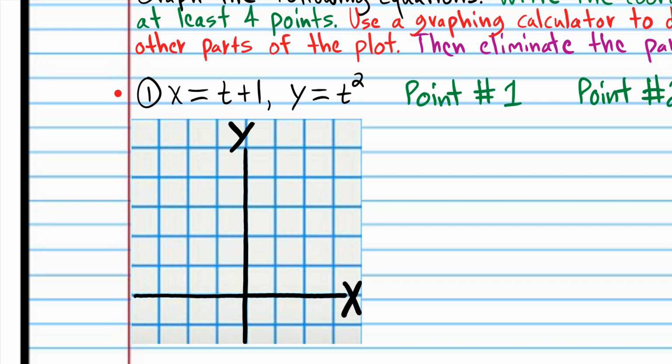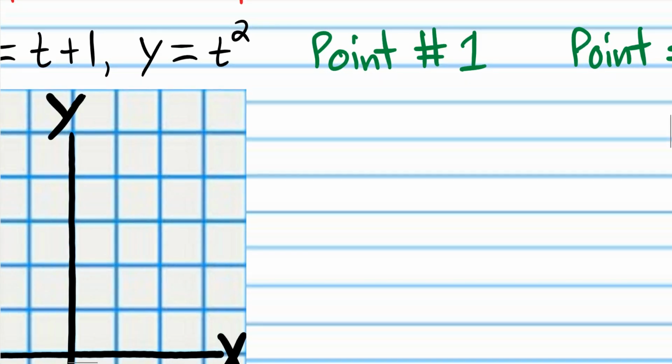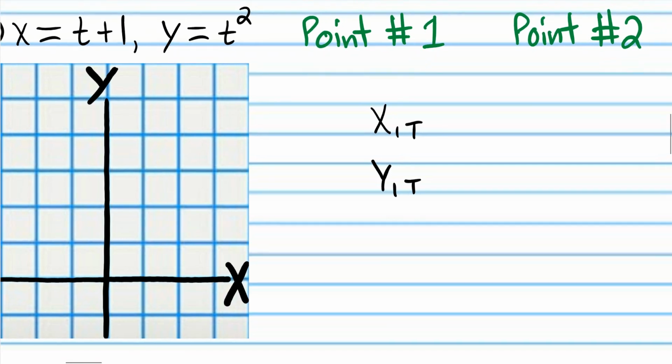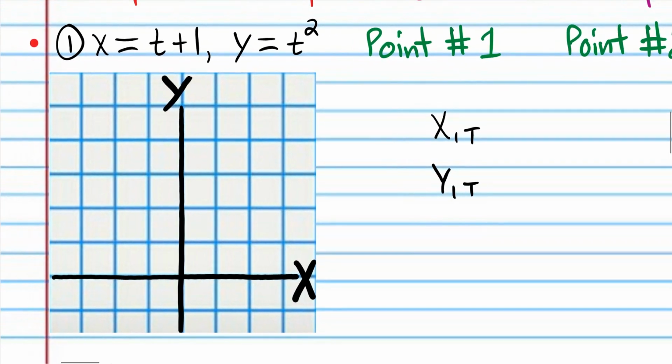Then I want you to press the y equals button at the upper left, where it says stat plot F1. Notice now, instead of R1 and R2 and R3, for polar equations, it says x1 and y1 and x2 and y2 and x3 and y3 and so on and so forth. So we're going to enter our parametric equations.